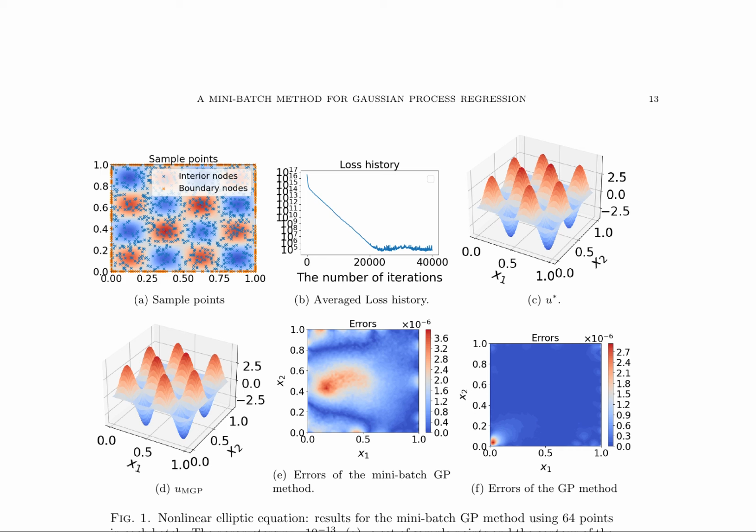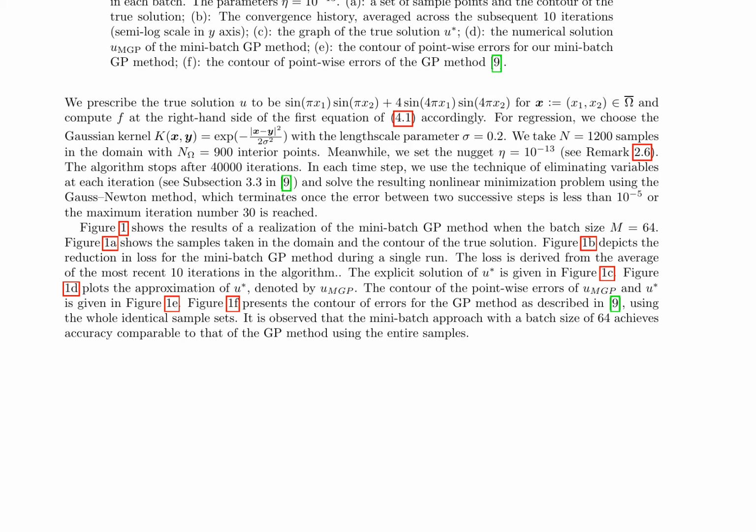The algorithm uses n equals 1200 samples in the domain, with n omega equals 900 interior points, and stops after 40,000 iterations. The technique of eliminating variables at each iteration is employed, and the resulting nonlinear minimization problem is solved using the Gauss-Newton method. The mini-batch approach achieves accuracy comparable to that of the GP method using the entire samples, as shown in Figure 1.